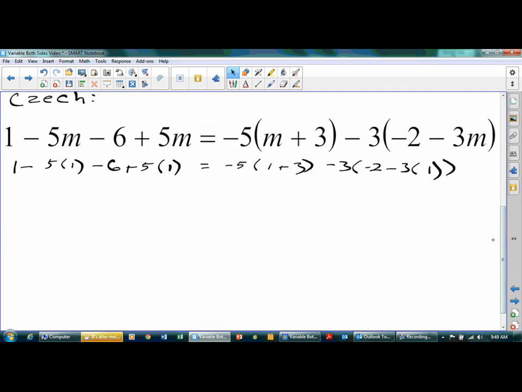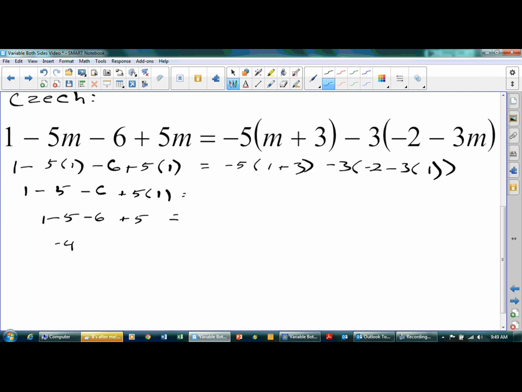Now for these, you can treat them like they're two separate problems. So I'm going to go through and work out the left. So that's 1 minus 5 minus 6 plus 5 times 1. 1 minus 5 minus 6 plus 5. 1 minus 5 is negative 4 minus 6 plus 5. Negative 4 minus 6 is negative 10 plus 5. Negative 10 plus 5 is negative 5.